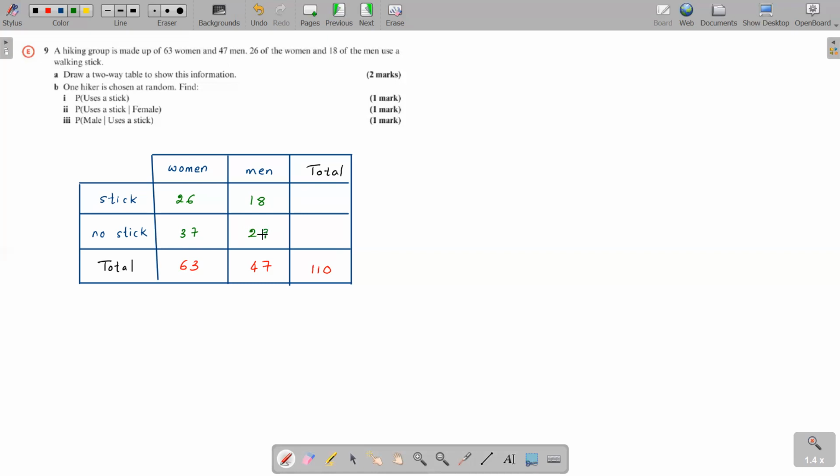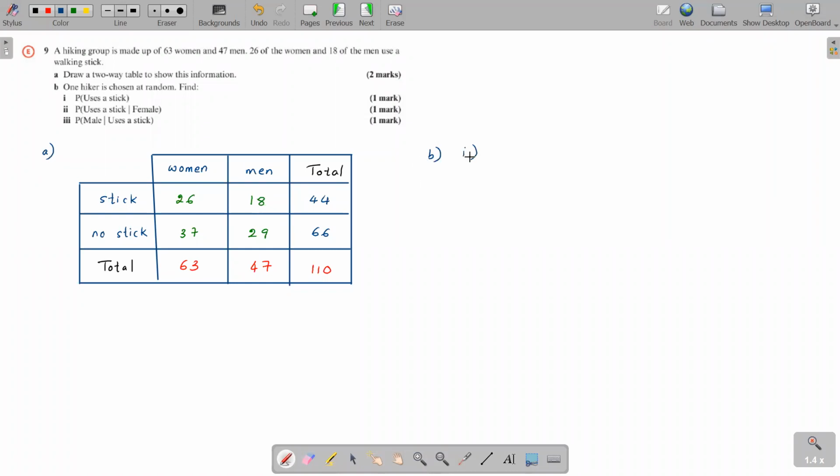Great. Okay. Now let's get the total. So how many people use the stick? So you have 26 women and 18 men, add them together, and you have a group of 44 who use the stick, and then who doesn't use the stick, 37 plus 29. 37 plus 29 is 66. You guys are with me? So this is the two-way table, the answer for part A. Okay, so you make the two-way table. Now we'll move on to part B.